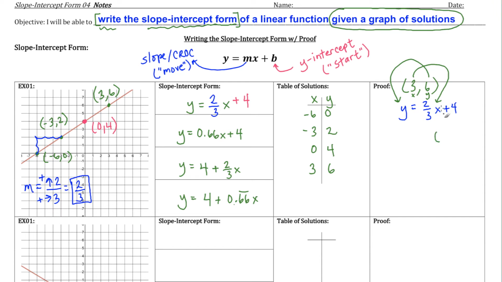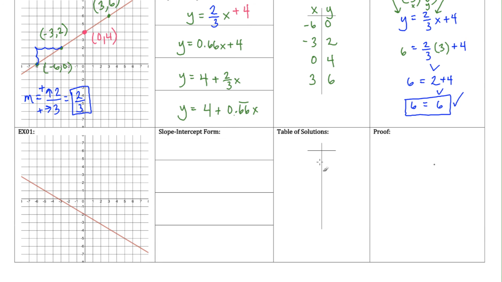So it will say 6 equals 2/3 times 3 plus 4. Now let's do some math. So 2 times 3 is 6. 6 divided by 3 is 2. And 2 plus 4 is in fact 6. Awesome. That's just example 1, but this should be example 2, right?